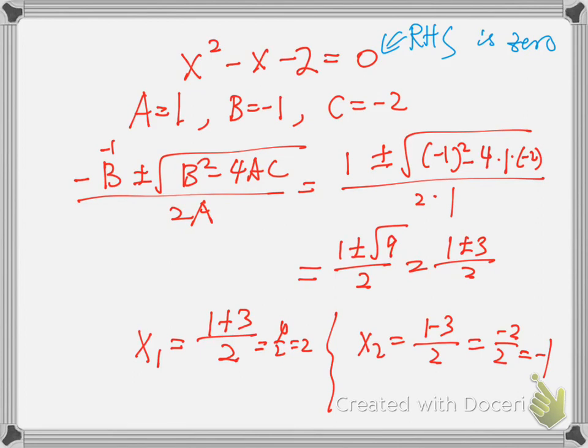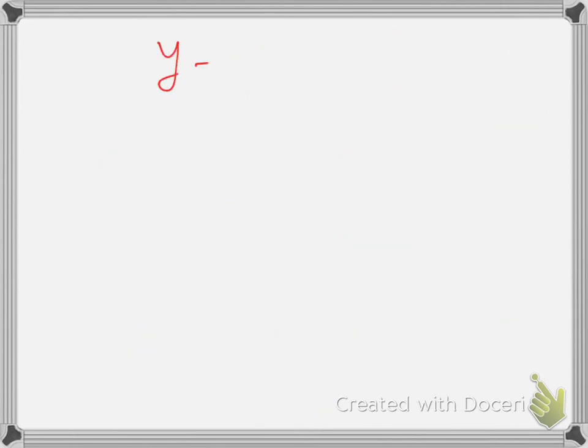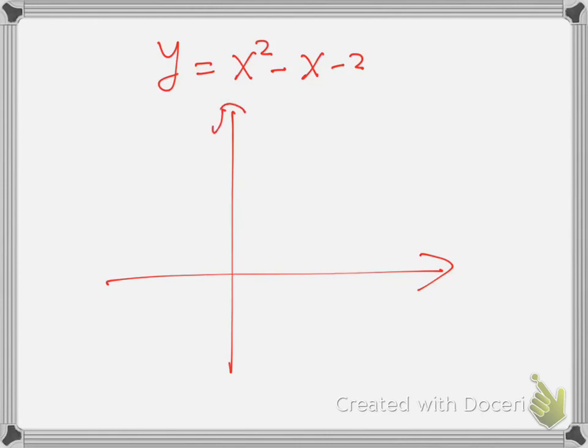Just remember the formula, and then it's easy to get the answer. So what's the graph for this? What does the picture look like if you let y equal x squared minus x minus 2? Okay, so the graph looks like a parabola. We got two solutions already. So x1 is 2, x2 is -1. So here is -1. Here is 2.